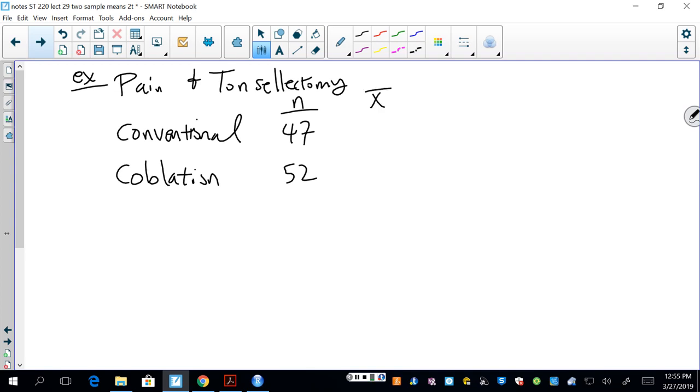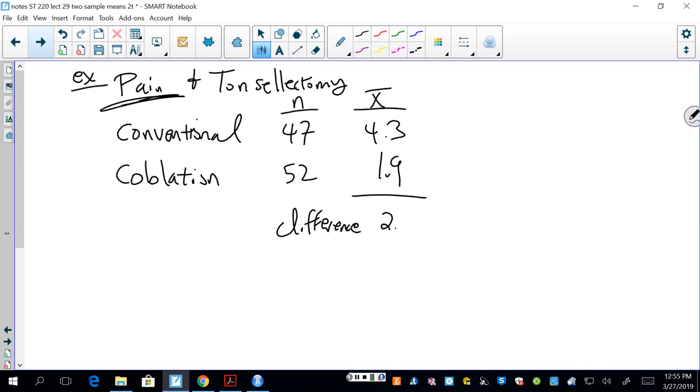And they're measuring pain on a scale. The average reported value of pain is 4.3 for this group, 1.9 for this group. So the difference in the samples ends up being 2.4. The standard deviation in the two groups ends up being 2.8 and 1.8. If you pool these according to our formula, we get 2.33.